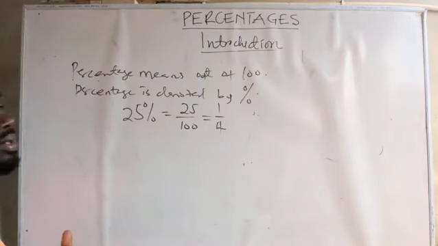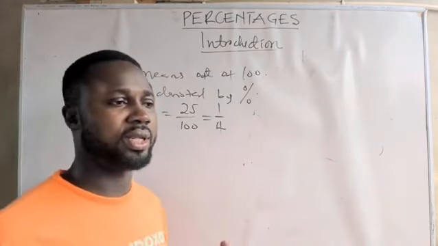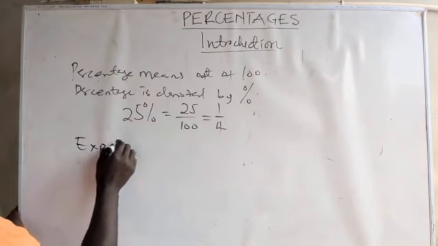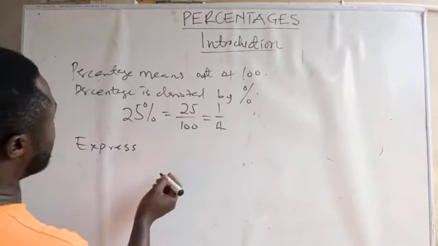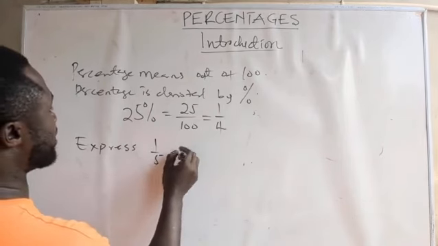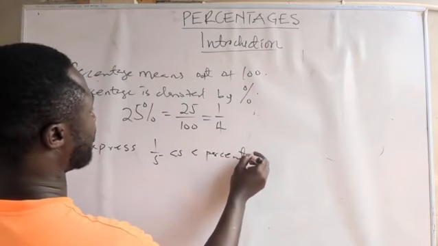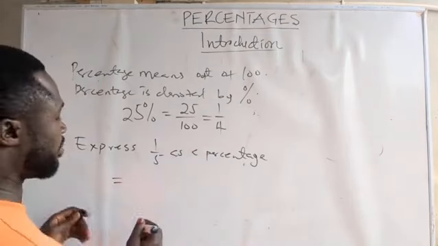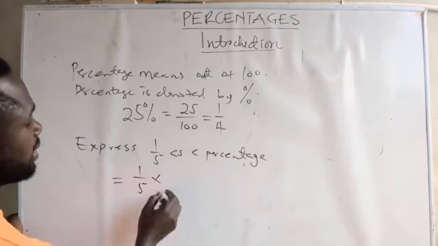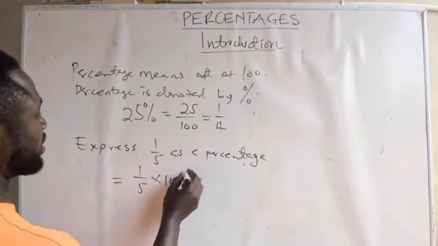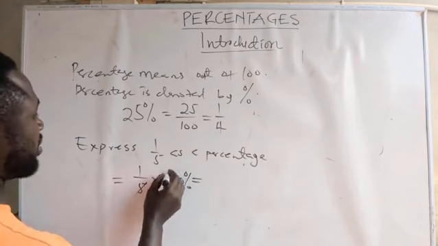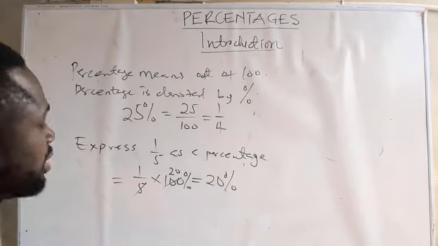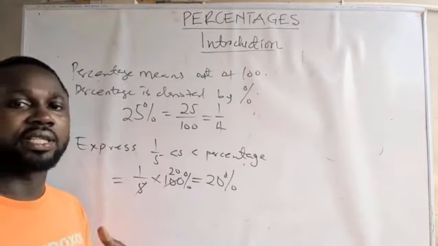Okay, and sometimes you have a fraction or decimal you want to express as a percentage. So if I have a fraction, let's say express 1 over 5 as a percentage. How do I express it as a percentage? 1 over 5 is a fraction. So to express it as a percentage, I'll take 1 over 5 and multiply by 100%. 5 goes into 100 how many times? 20 times. So that will give me 20%.